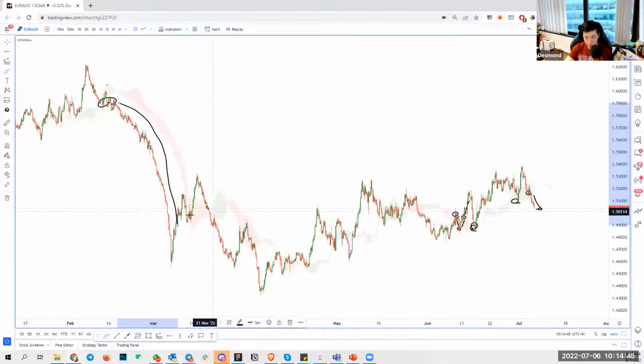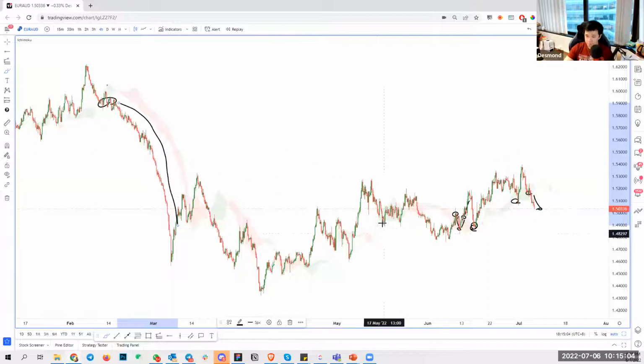Of course, how do you get out at the bottom? How do you get out at the top? This is a topic for another day. But you can see that the Ichimoku Cloud can be used as a great way to trade the trend, but you cannot use it by itself. Okay, you cannot use it by itself.